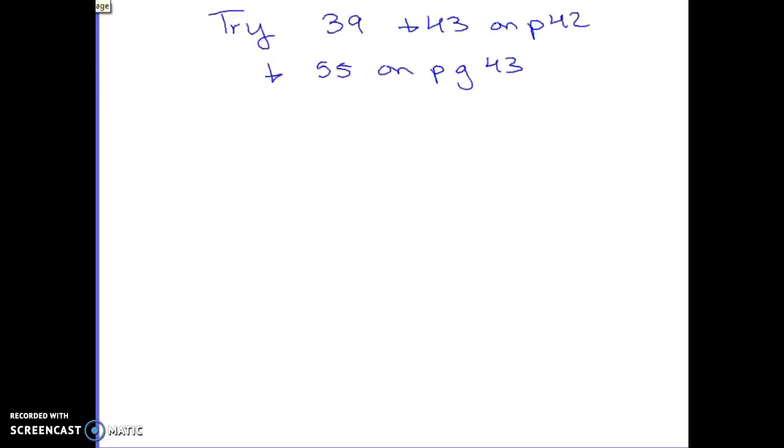Okay, go ahead and try 39, 43, and 55. These two are on this page, and this one's on that page. Check your answers and let me know if you need help.